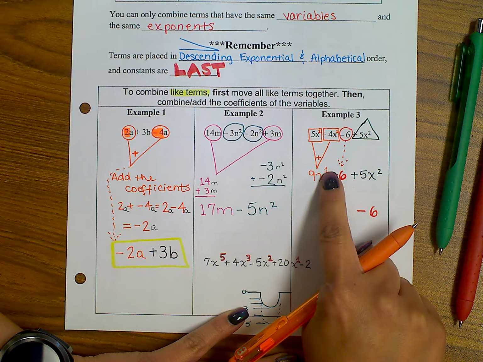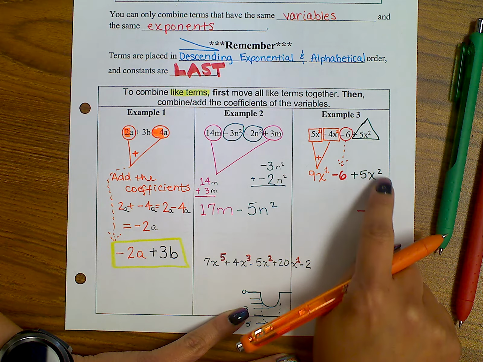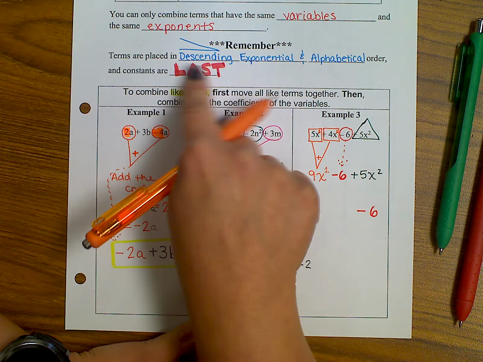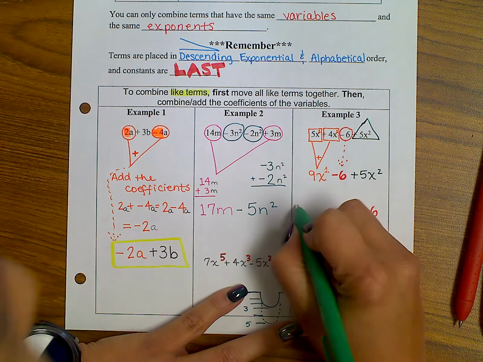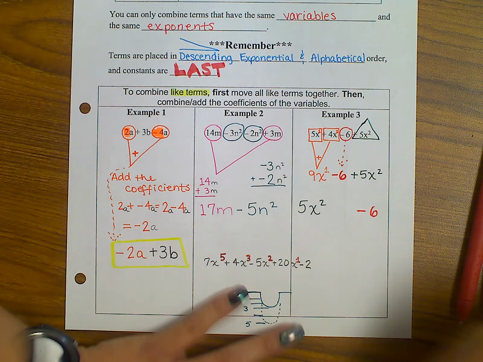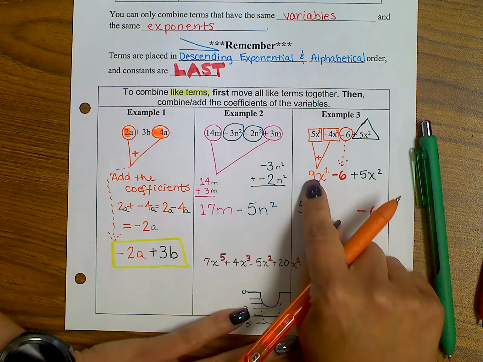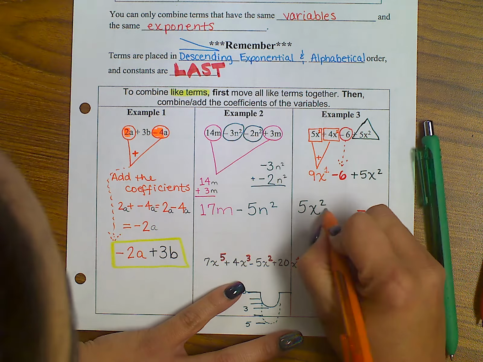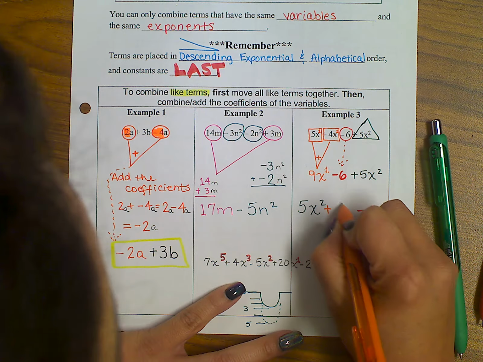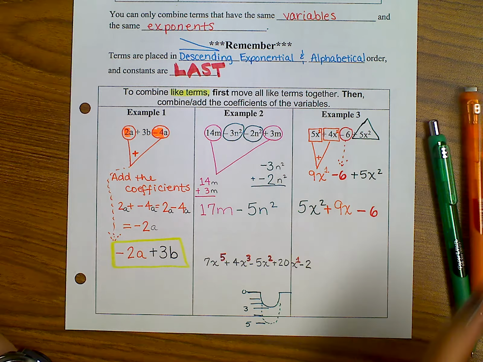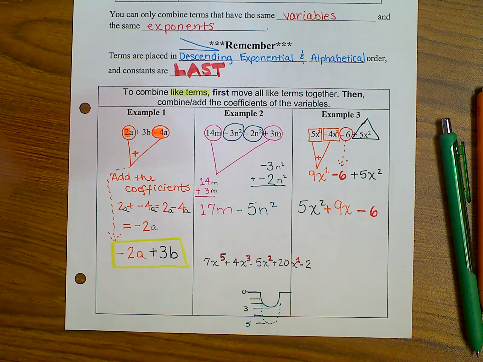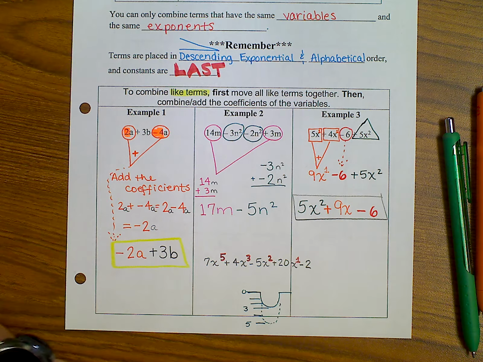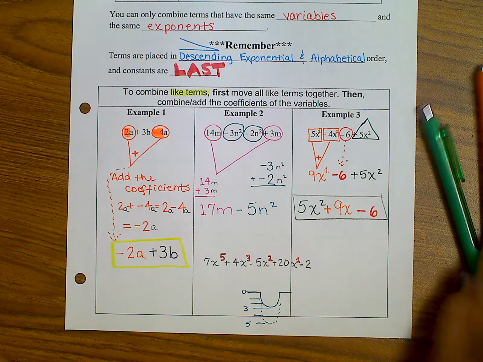Which of these goes first? Our orange exponent of 1 or our green exponent of 2? Well, greatest to least descending order, I would say my 5x squared goes first. Oh, this 9, is that positive or negative? Well, since that is positive, I would say plus 9x, then minus 6. Love it. Let's put a box around it. That's our final answer.